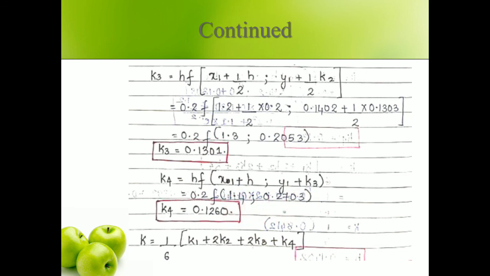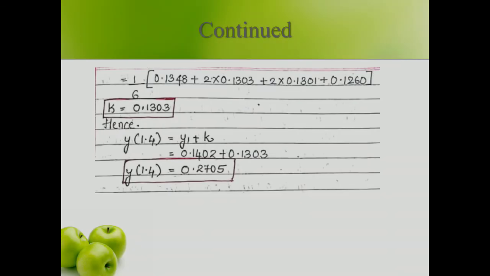Then your whole k will be equal to 1/6 of k1 plus 2 times k2 plus 2 times k3 plus k4. Substitute the values of k1, k2, k3, k4. We get our k to be equal to 0.1303. Hence, y of 1.4 will be equal to y1 plus k. y1 is 0.1402 plus k value is 0.130. So at x equal to 1.4, y value will be equal to 0.2705.